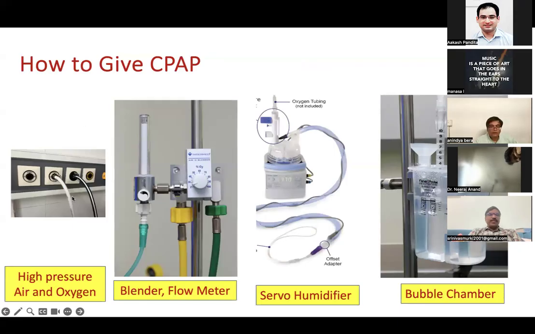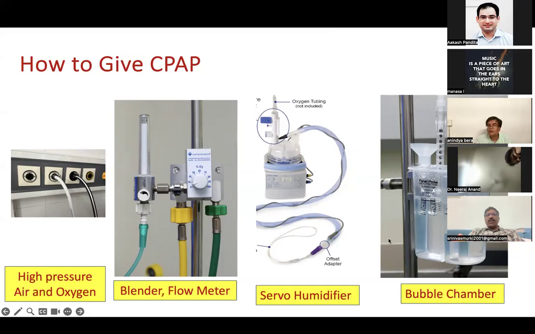So what do you need? How do we give CPAP? For giving CPAP, you need pressurized oxygen, pressurized air. You need a blender, you need a flow meter, and you need a servo humidifier. So the gases coming from the air and oxygen need to be blended, and then the gas flows into the circuit, and this gas should be warm and humidified before it goes to the patient. And you need a pressure generator, that is a bubble CPAP. In bubble CPAP, the pressure generator is the bubble chamber.